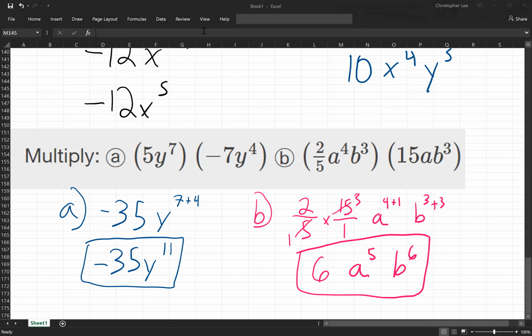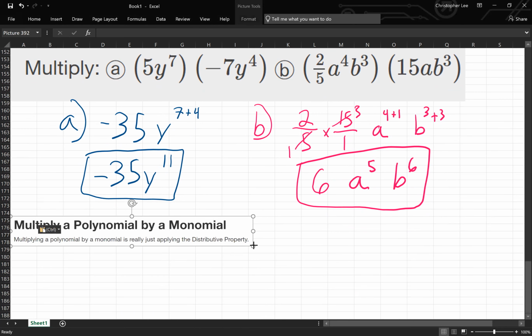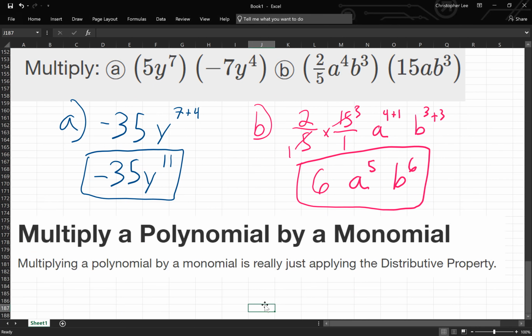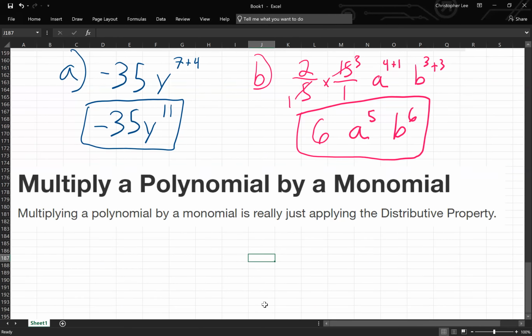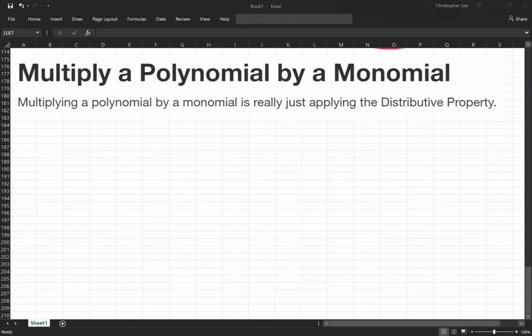Awesome. I'm glad it's making sense. Let's keep it moving then. So a little bit different now. We're just going to take it up a notch. So I want to multiply a polynomial by a monomial. Multiplying a polynomial by a monomial is really just applying the distributive property like we did in our lesson from earlier. Nothing crazy, real nice and simple.